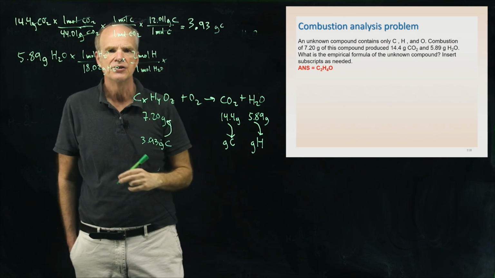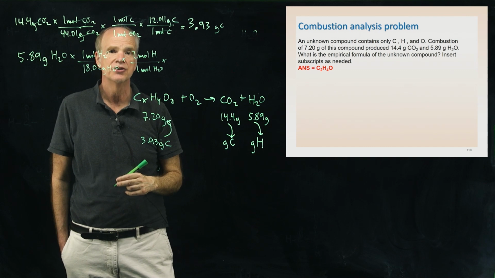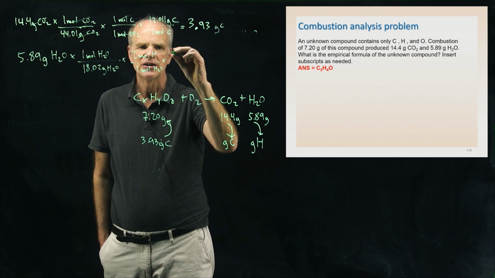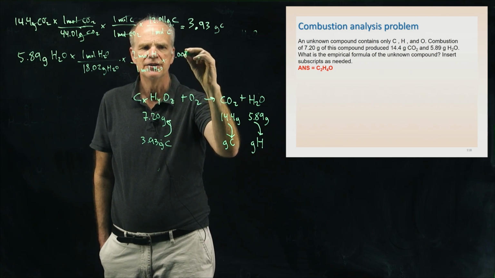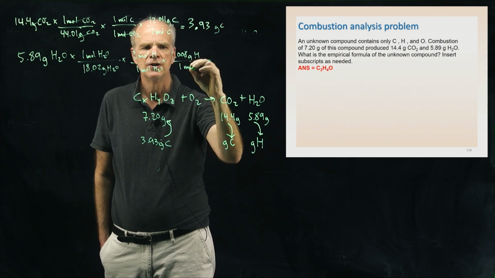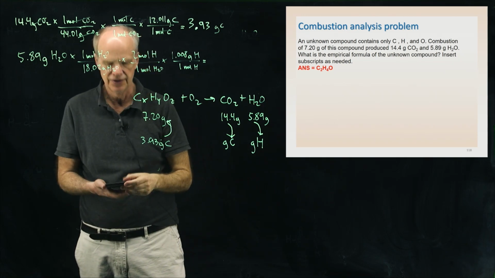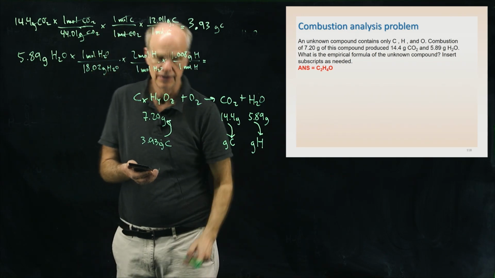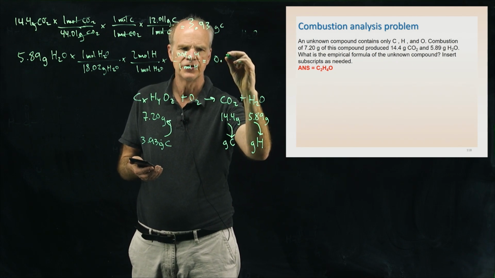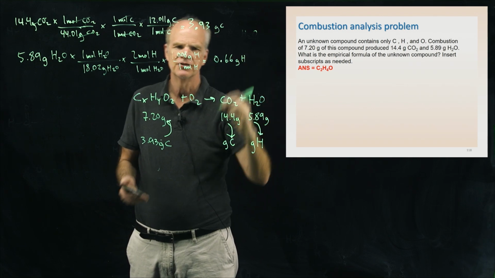Okay, now the next step is to get this into mass of hydrogen. And so the molar mass of hydrogen is 1.008 grams per mole. So it's times 1.008 grams of hydrogen over 1 mole of hydrogen. Okay, so let me just work this out. And I get 0.66 grams of hydrogen. I think that's enough significant figures.